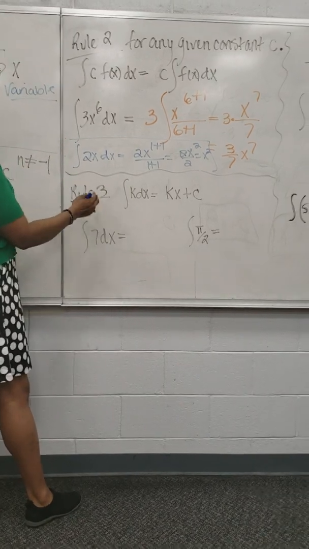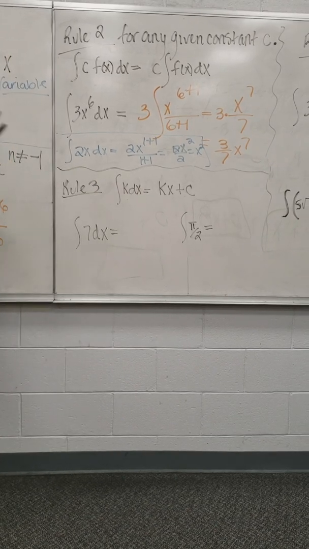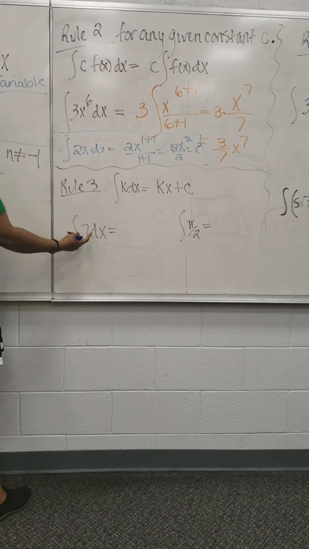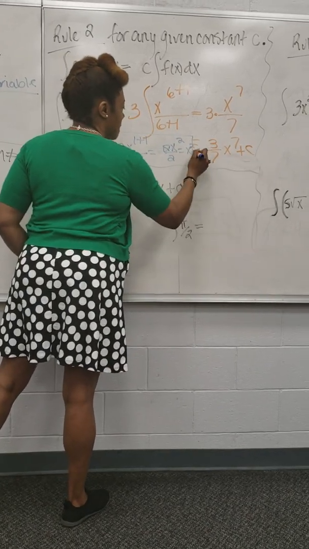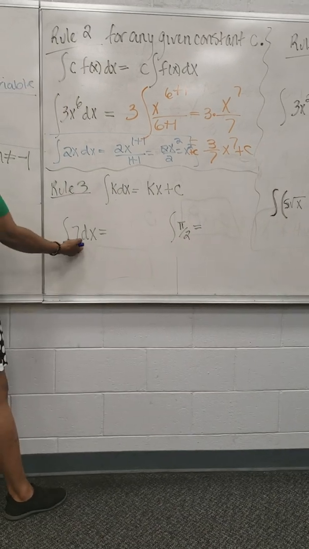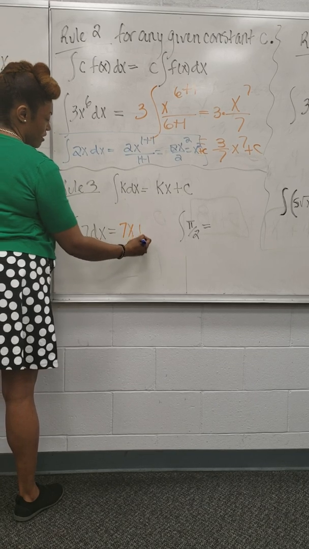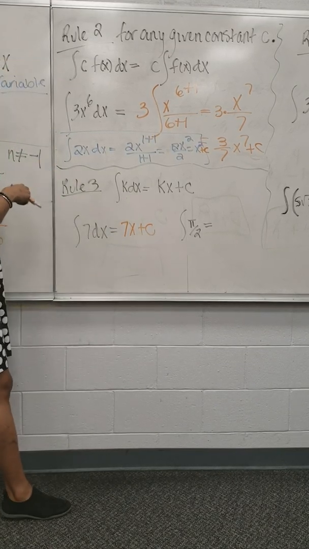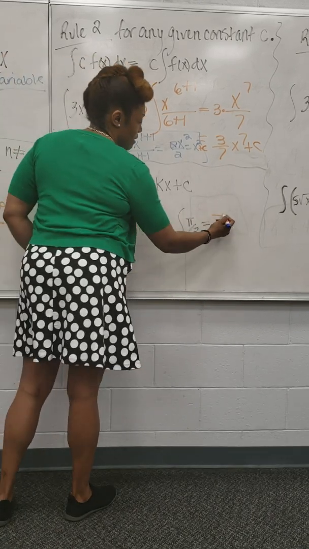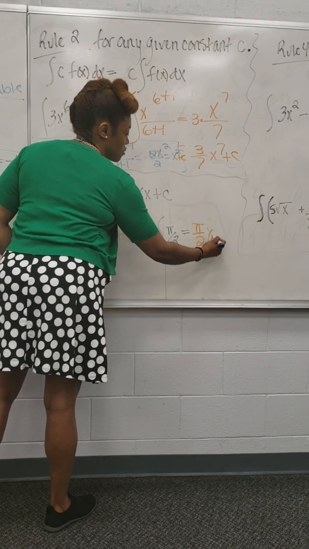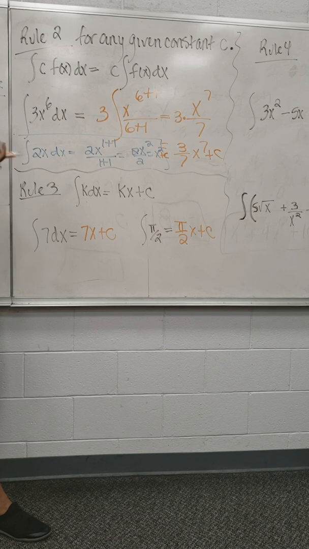All right, rule number 3. If I have the integration of k dx, k is any constant. So if I have the integration of 7 dx, then this would just be 7x plus c. It's very similar to the last one that we did. If I have the integration of pi over 2, then my integration of this would be pi over 2 x plus c. Always make sure that you add on your plus c.